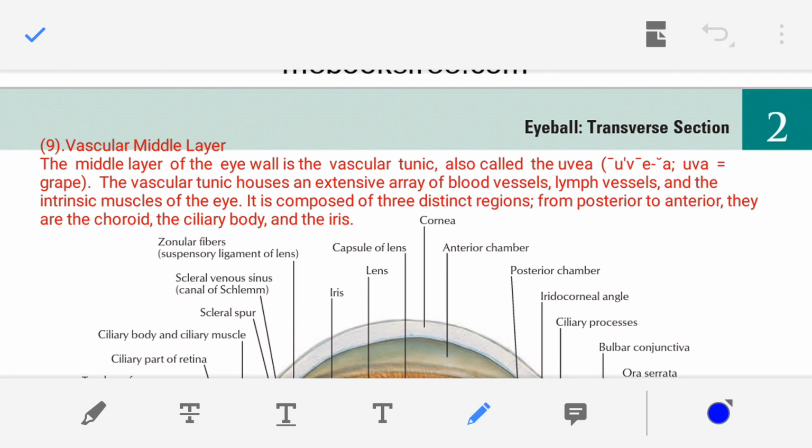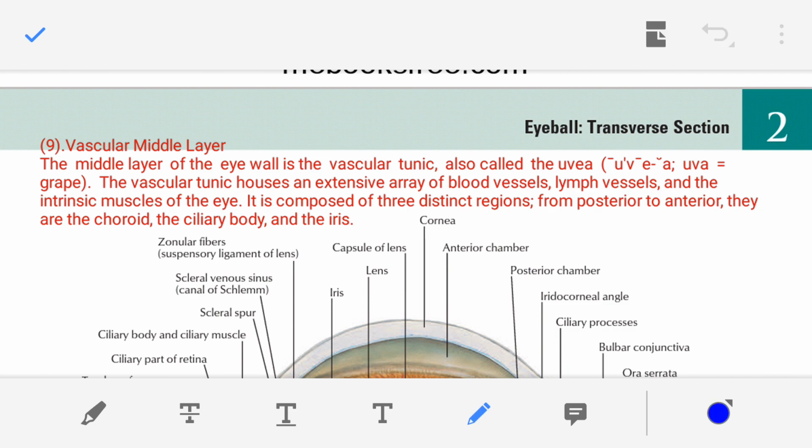The middle layer of the eye wall is the vascular tunic or the vascular middle layer, also known as uvea. Uvea means grape. What are the parts of this vascular tunic? The vascular tunic houses an extensive array of blood vessels. Many blood vessels are present, lymph vessels are there, and intrinsic muscles of the eye are also present in this middle layer.